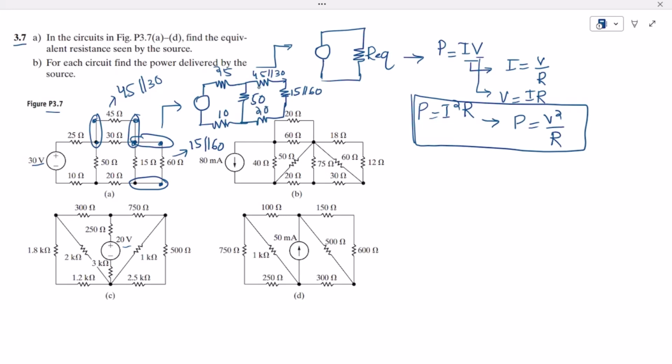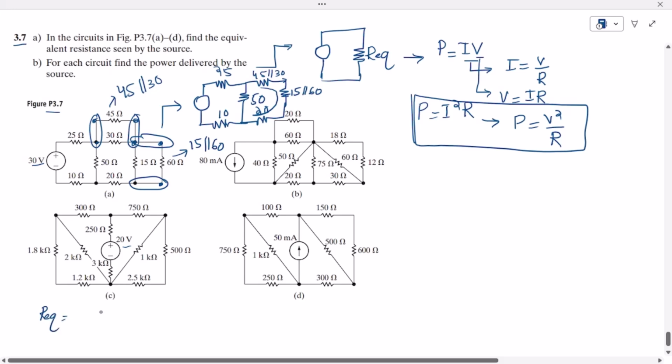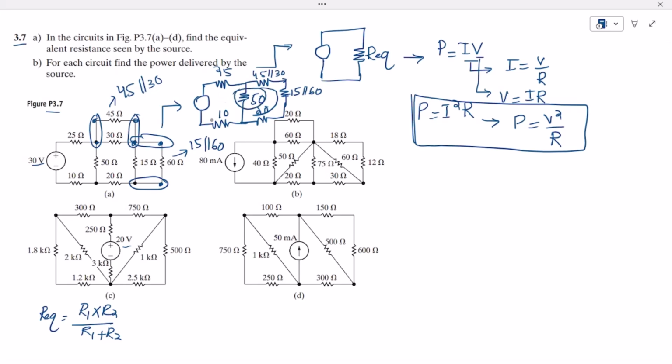Now these three are in series. You will have to add them together. You have to find the equivalent of them by using the formula: R equivalent of this parallel is R1 multiplied by R2 divided by R1 plus R2, and then add them together. What you get will be in parallel with this 50, and then at the end all of these resistors will be in series. This will be the solution of this circuit in part A.